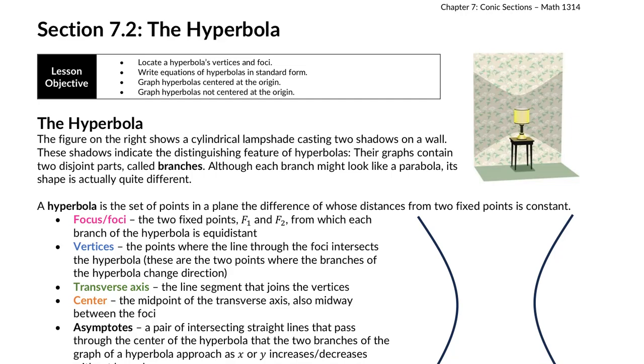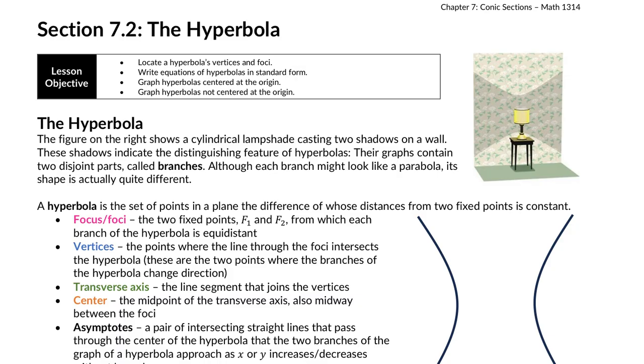So a hyperbola is one of the shapes you're probably least familiar with. But if you look at a lampshade, you know when you turn on a lamp and part of the light goes up and part of the light goes down from the lampshade? The shape that the light makes on the wall is a hyperbola. So this is a shape that appears in real life, and so we do need to study it when we study conic sections.